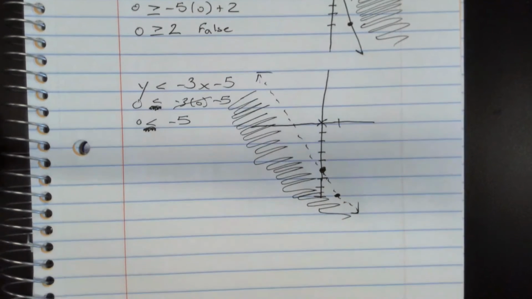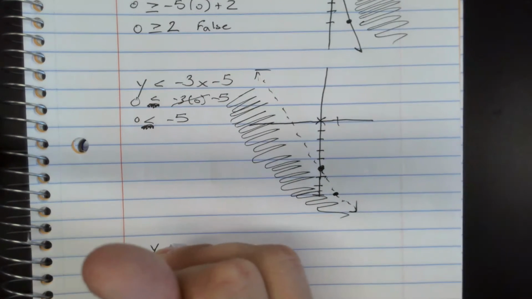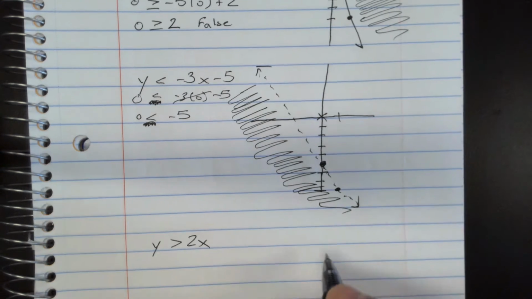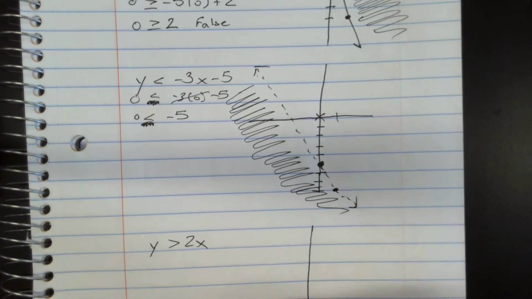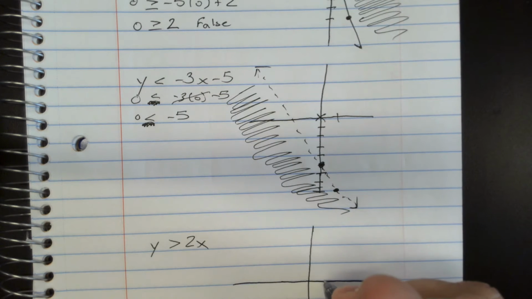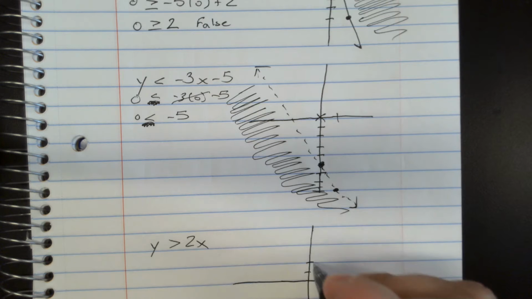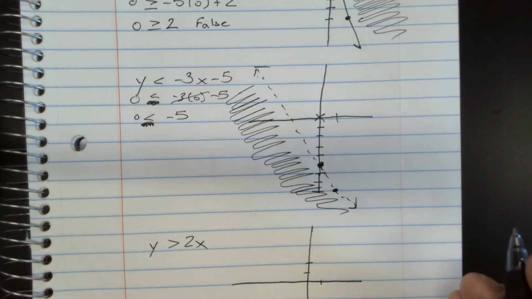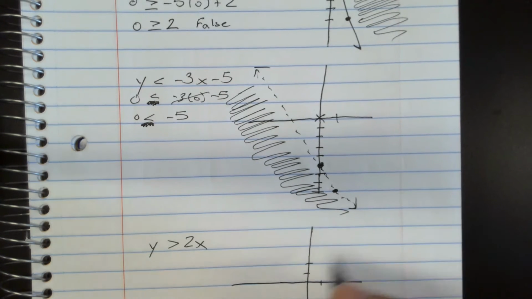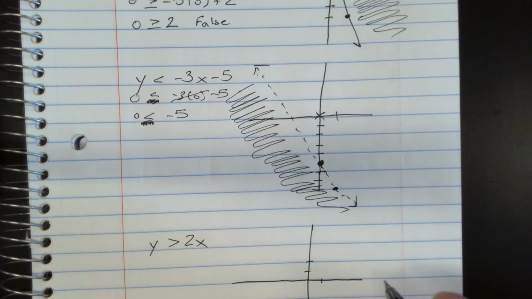Now, Maddox asked a question. What about if we have an equation like this? Y is greater than 2x. What's our y-intercept? 0. Then we just test a different point. 0 is not less than negative 5. Oh, wait, I'm thinking positive 5. So, what about if we have this one?